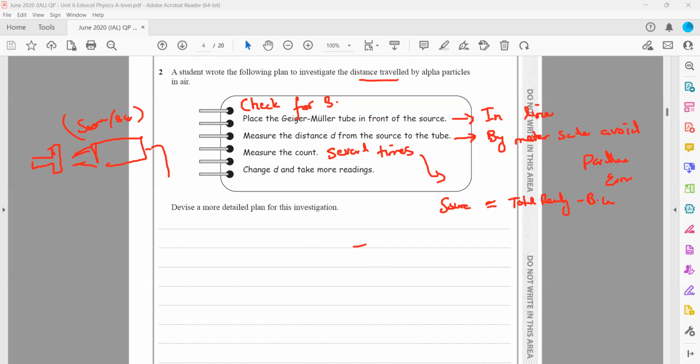And then repeat the experiment with different values of d. Here they mention change d and take more readings, but till what point should we change d? Because we are finding the distance traveled by alpha particles, we will change d until the count changes to background. So change d until the radiation or the counts reduce to background.